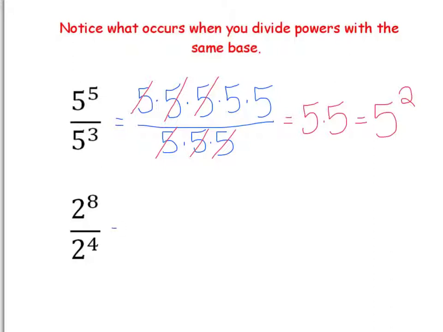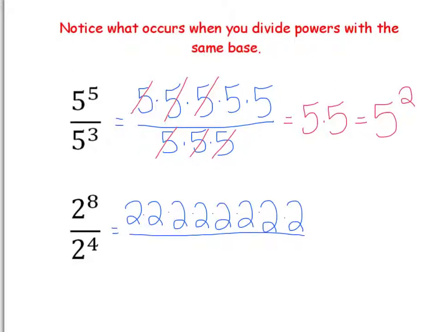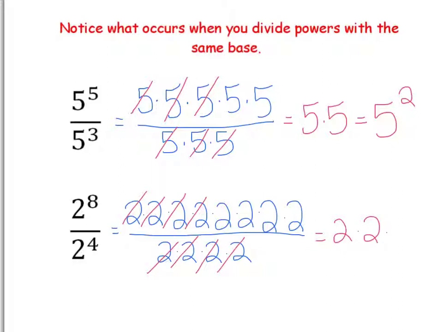So now we have 2 times 2 times 2 times 2 times 2 times 2 times 2 times 2. We should have 8 2's, because that's 2 to the 8th, divided by 4 2's, which is 2 to the 4th. When they cancel out, we see that we have 4 2's canceled out on top and 4 2's canceled out on the bottom. And we are left with 2 times 2 times 2 times 2, which is also 2 to the 4th.